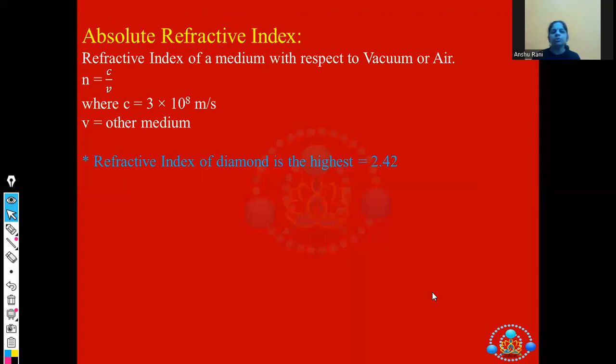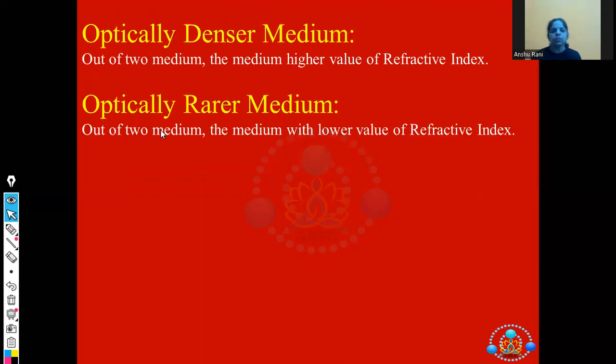Then we have absolute refractive index. When you are comparing refractive index of medium with respect to vacuum or air, it is called absolute refractive index. Absolute refractive index is equal to speed of light c upon v, that is speed in another medium. Refractive index of diamond is highest. Its value is 2.42. Then we have optically denser medium and optically rarer medium. Optically denser medium is medium which is having high value of refractive index, and the other which is having lower value of refractive index is called optically rarer medium.